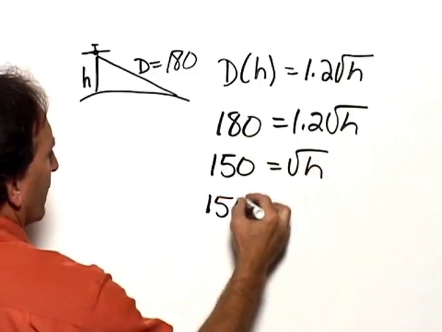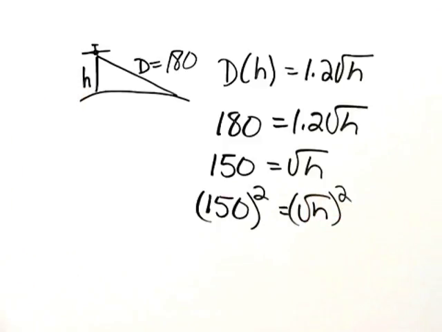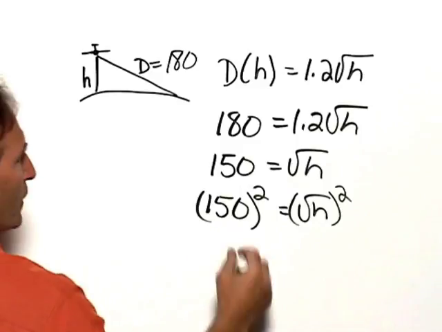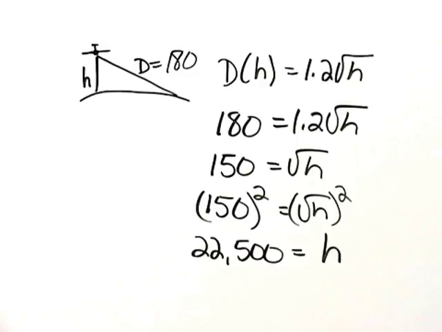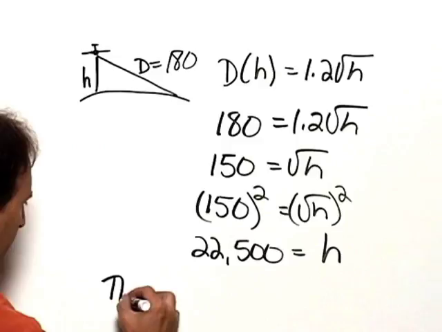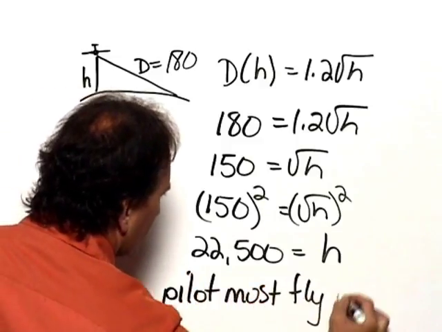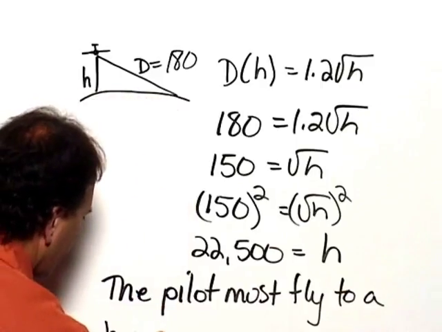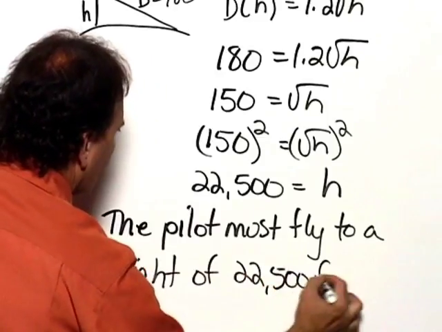Squaring both sides, 150 squared equals the square root of h squared. On the left-hand side, of course, we'll have 22,500, and on the right-hand side, the square root of h squared is h. So h, which is the distance for the height, is in feet, 22,500 feet. So the pilot must fly to a height of 22,500 feet.